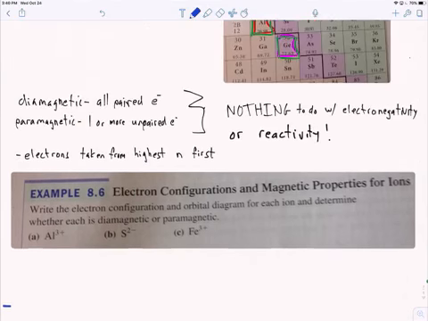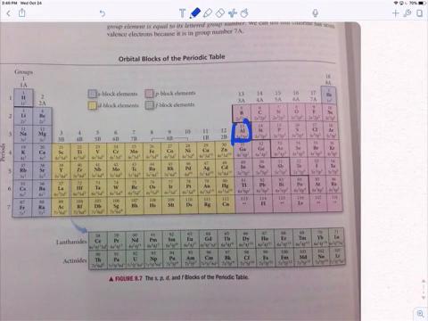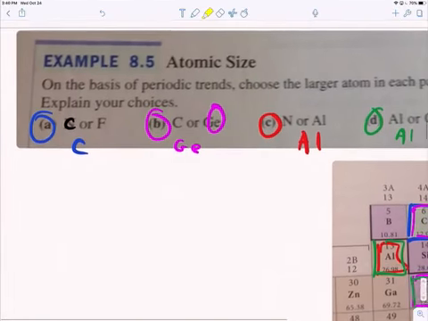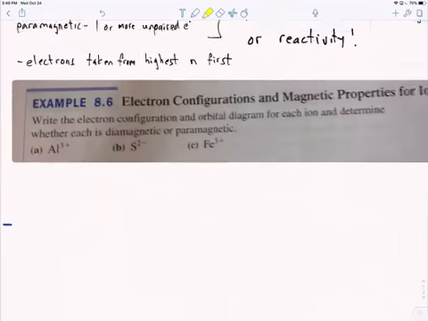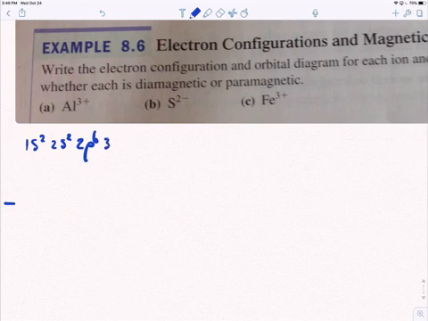So aluminum is right here. Aluminum is going to be neon's configuration, but I'm going to write the whole thing out for aluminum. So it's going to be 1s squared, 2s squared, 2p6, 3s squared, 3p1. That's plain old aluminum: 1s squared, 2s squared, 2p6, 3s squared, 3p1.